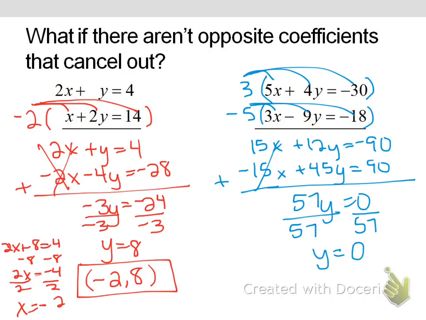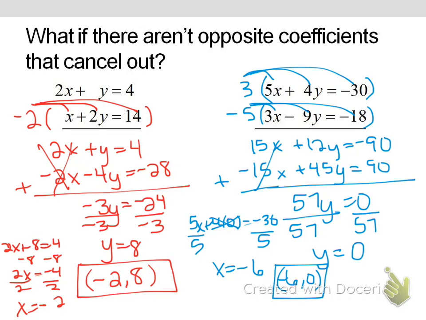Now, is 0 the same as no solution? No. 0 is a solution. So we keep going. So 5x plus 4 times 0 equals -30. That makes 0. Divide both sides by 5. X is -6. So my final answer is -6, 0.